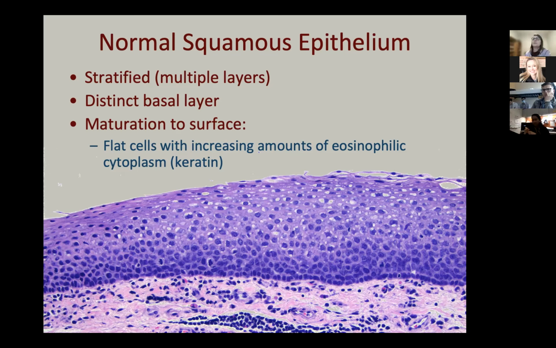Just as a reminder. So squamous looks like stratified, right, meaning multiple layers. It has a distinct basal layer here. You can see these cells lining up really nicely at the base, and it matures to the surface, meaning these cells, the nuclei sort of become flatter and the cytoplasm becomes more abundant with increasing intracytoplasmic keratin, which in this case looks sort of pinkish or pale purplish, okay?